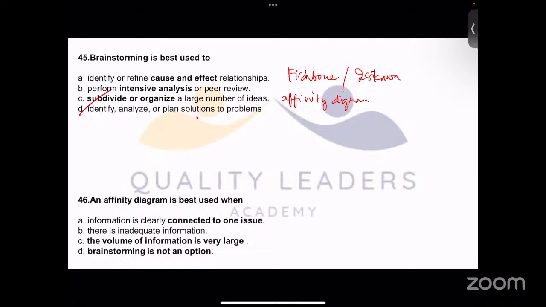Okay, number 46. An affinity diagram is best used when A, information is clearly connected to one issue. B, there is inadequate information. C, the volume of information is very large. And D, brainstorming is not an option. Okay, I have mentioned already affinity diagrams help organize large volumes of information. So that gives letter C as the correct answer.